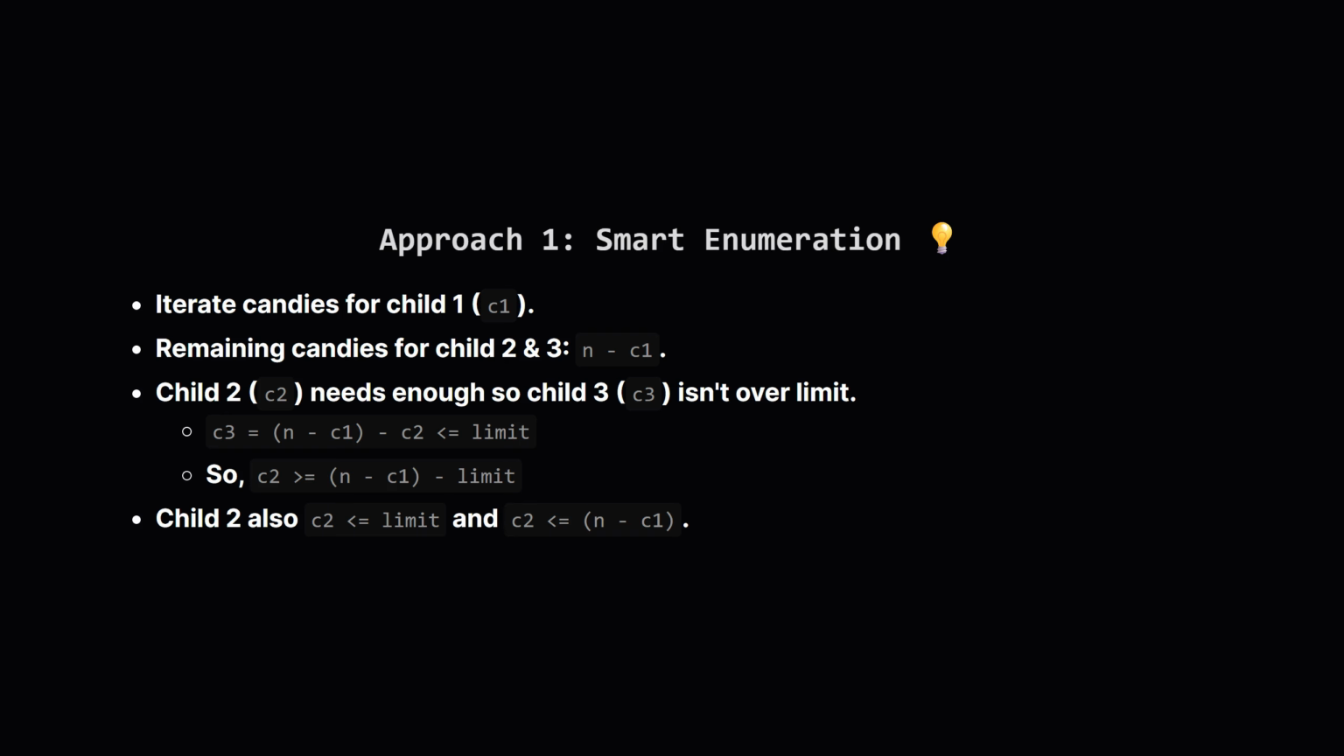But there's another constraint on C_2. The third child, C_3, will get remaining_candies minus C_2, and C_3 must also be less than or equal to limit. This means remaining_candies minus C_2 must be less than or equal to limit. Rearranging that, C_2 must be greater than or equal to remaining_candies minus limit. Of course, C_2 can't be negative, so it's at least 0, or remaining_candies minus limit, whichever is larger. So for a fixed C_1, we can find the valid range for C_2 and count how many options there are.